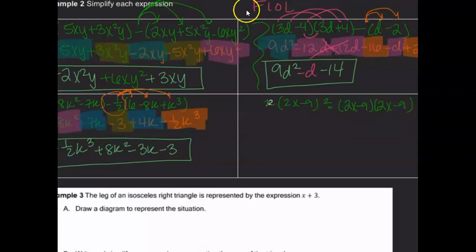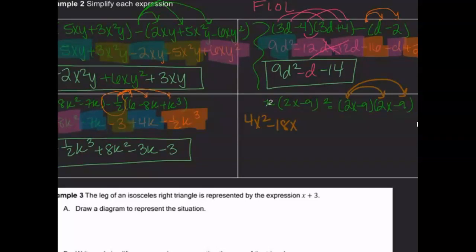And then we're going to do the same thing we did here, FOIL. This time I'll use double distribute, but you'll see what that means. So we're going to take my first value and multiply by the first value. So 2x times 2x, which is 4x squared. And then I'm going to take my 2x and multiply it to the second value in the second parentheses. So 2x times negative 9, which is negative 18x.